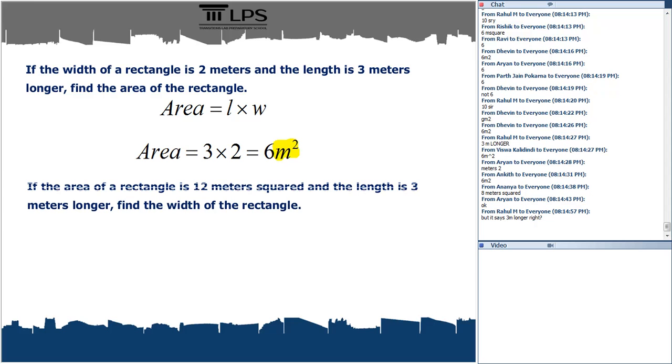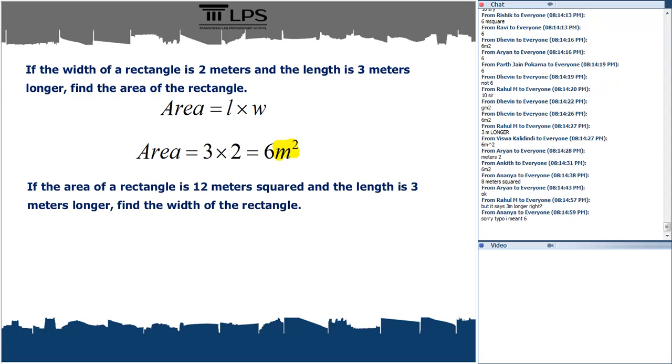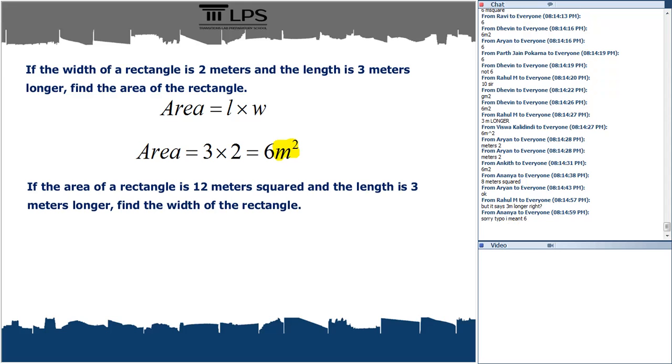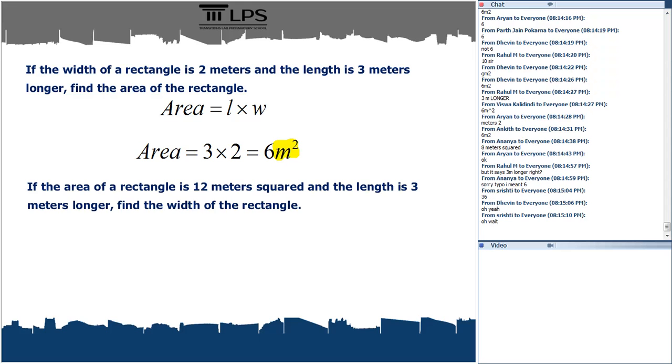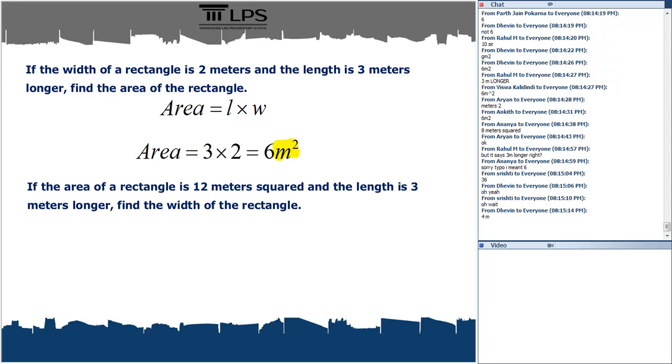Okay, how would you answer this question? There's another question appearing. Yes, Ananya, that's fine. It was a typo, he said. That's okay. If the area of the rectangle is 12 meters squared and the length is 3 meters longer, find the width of the rectangle.